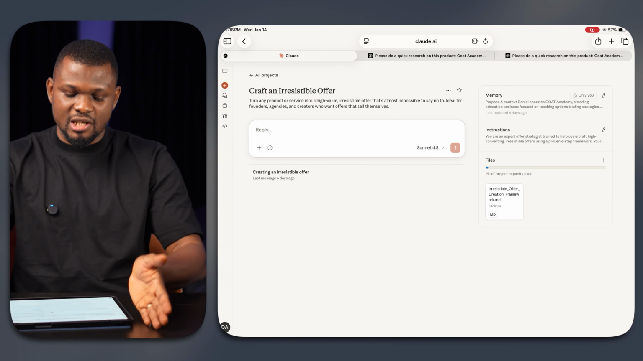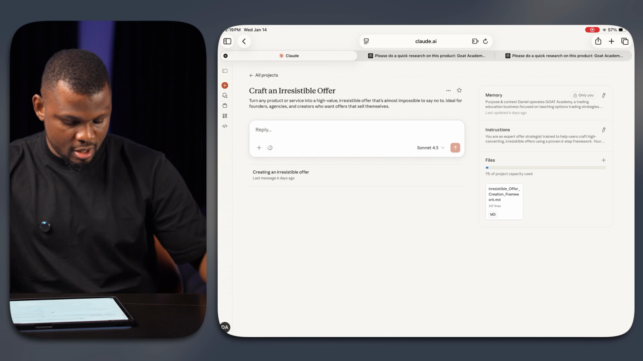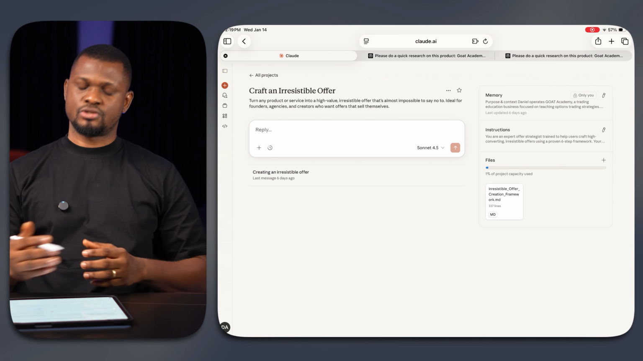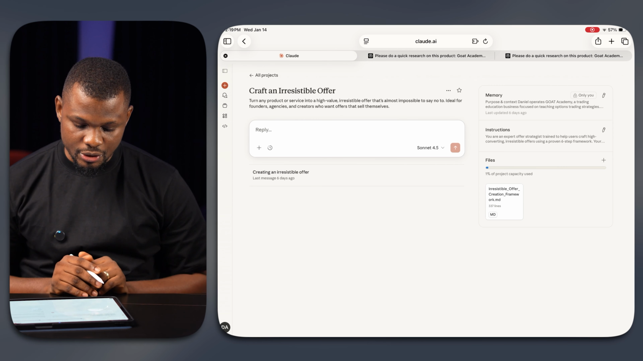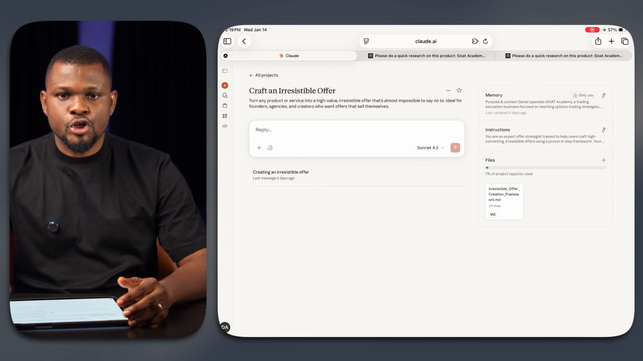Now, this doesn't have to live on Claude. It could be on ChatGPT as well. But I kind of like the way it interprets the instructions here. That's why we're making the video on Claude. Now, let me show you how it works.